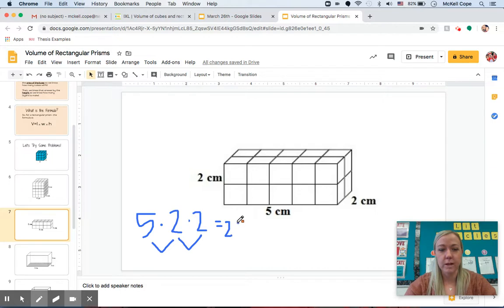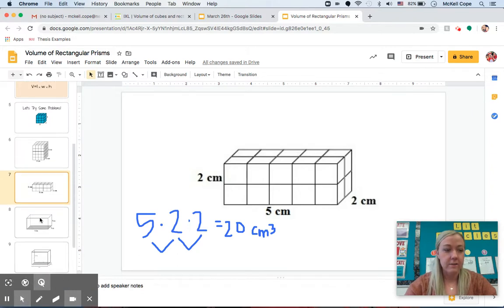So there are 20, and here we have a unit of centimeters. It's not just centimeters, and it's not square units like it was for area. These are all cubes because cubes take up space inside of a 3-dimensional figure. So we need to make sure that we are writing it as a cubic unit. Don't forget to do that part.